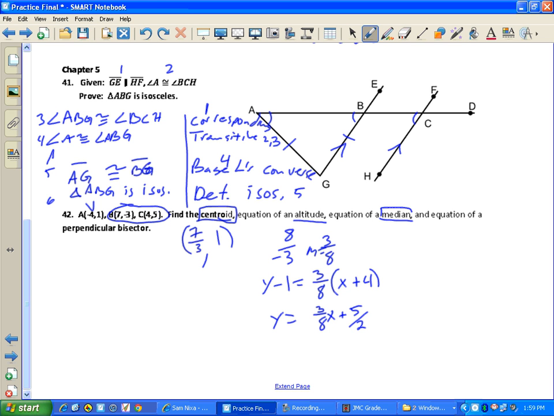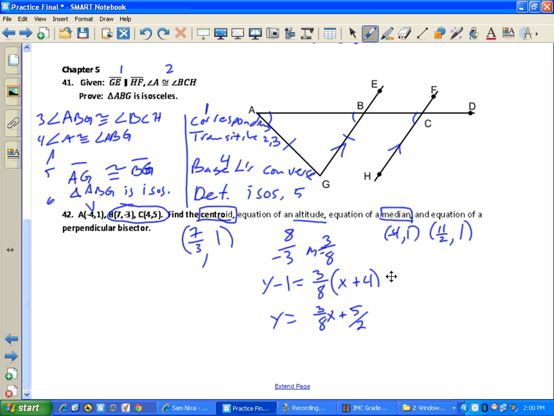Find a median. Okay, a median is a line that goes through a vertex and the midpoint of the opposite side. So if I'm going to choose A as the vertex I want to go through again, that means I need to go through this point, A. I need to go through the midpoint of this side. Well, the midpoint of this side is going to be 7 plus 4 divided by 2. So 11/2. And -3 plus 5, which is 2 divided by 2, 1. Okay, this is the midpoint of this side. I need an equation that goes through these 2 points.